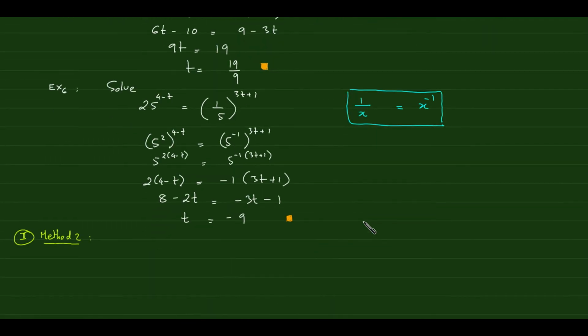Method 2 is we're gonna take log both sides. Okay, I think we're gonna put over here, take log both sides. Let's rewrite it. Take log both sides. But what type of log? What type of log?